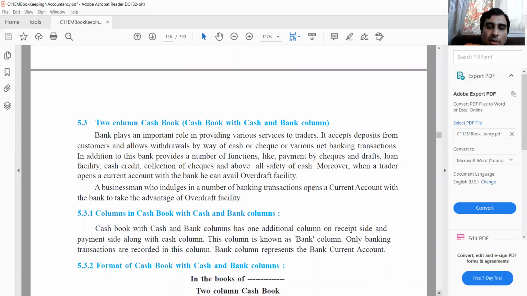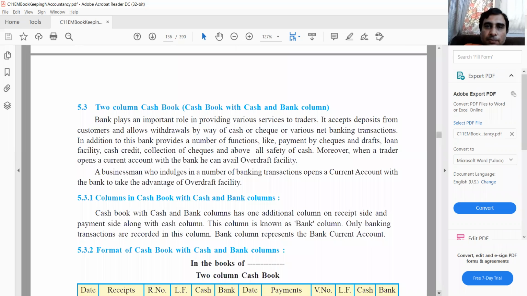Second example. Now there is two column cash book. Two column cash book is, let me just check how the recording is going on here. Okay, yeah, recording is going fine.